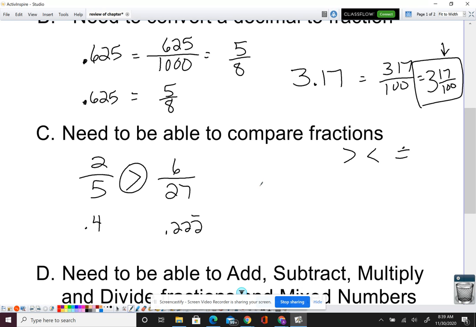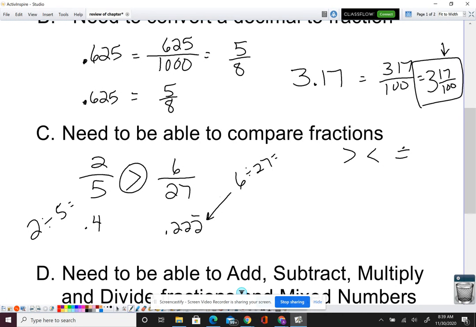When doing this, can we just cross multiply? You can just cross multiply. That's another way, yes. How do we put this in our calculator? Just divide the top number by the bottom number. 2 divided by 5. And then this one was 6 divided by 27, and that came out to be that.